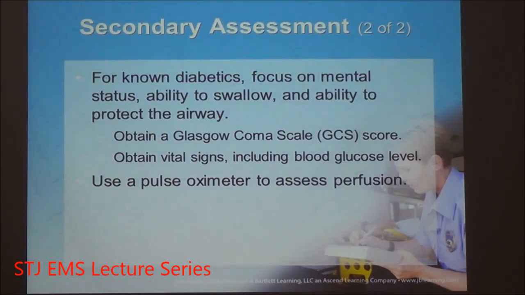Are they able to assist in their own care? Can they swallow some sugar? Can they protect their airway? Pulse oximetry is big to check for perfusion.